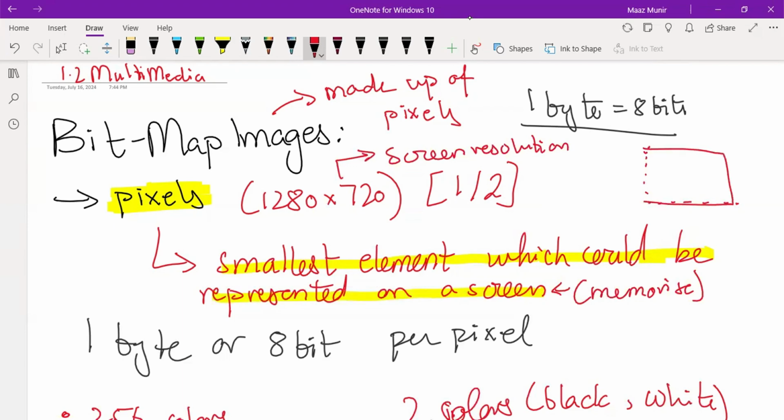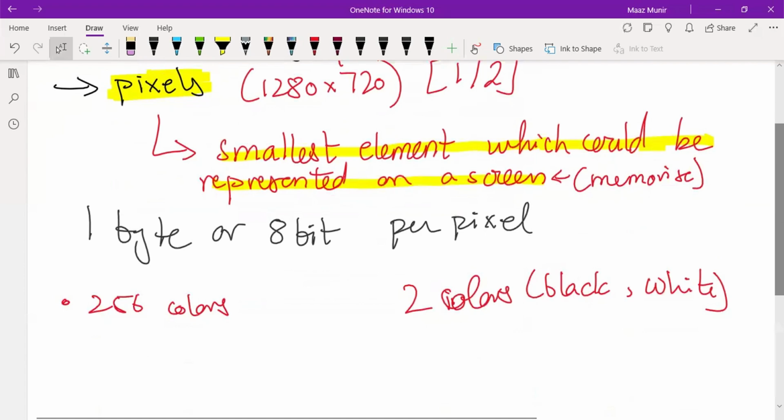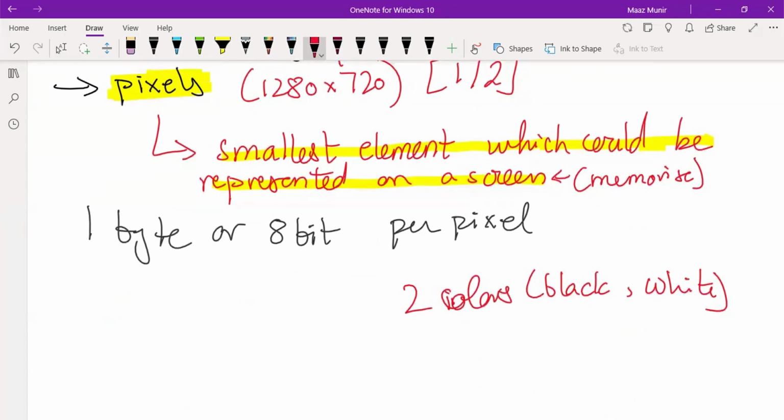And this altogether is known as screen resolution. Now, I was basically discussing this concept of how we store data. How do we get to know which one is a larger file size and which one is a smaller file size? For that, we need to understand that the more colors an image uses, the larger its file size would be.